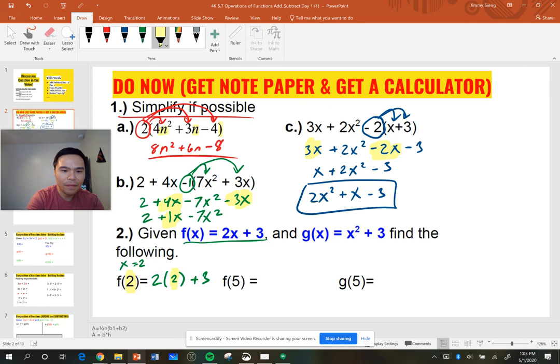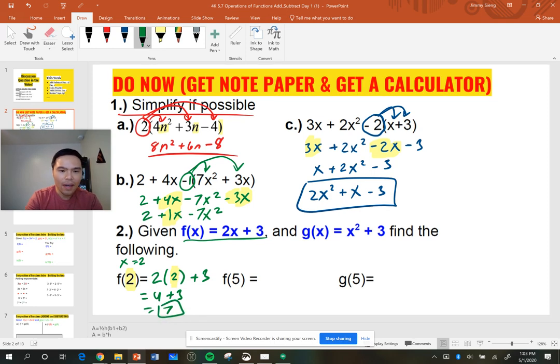When you have f of a number, you just replace the x value with that. It gets a little bit more complicated, but this is the basics of that, right? So this again gives me 4 plus 3, which is just 7. All right, you should be able to do that with 5 real quick. So I get 2 times 5 plus 3. That's 10 plus 3. That's 13.